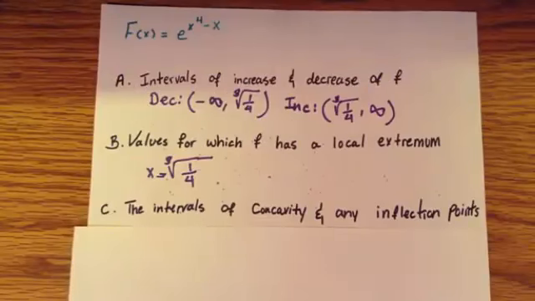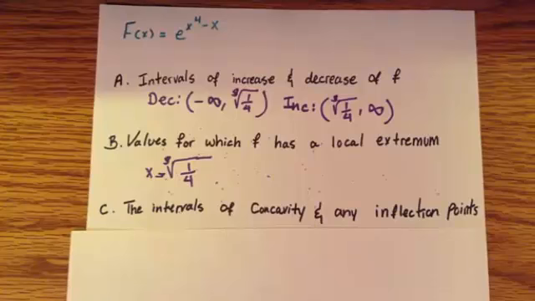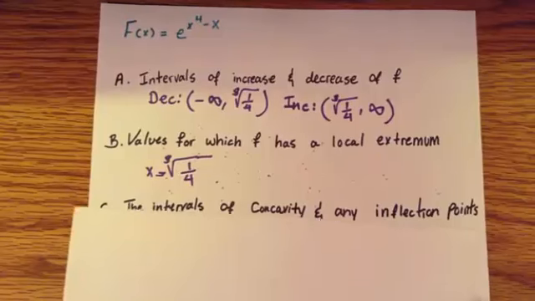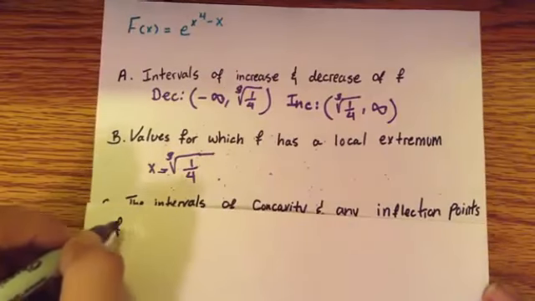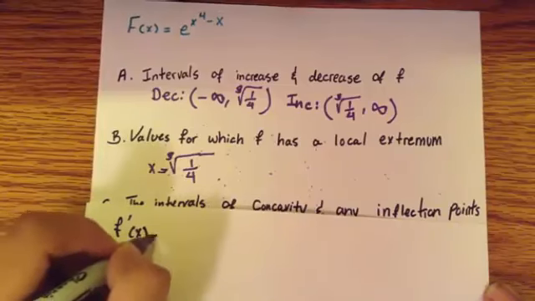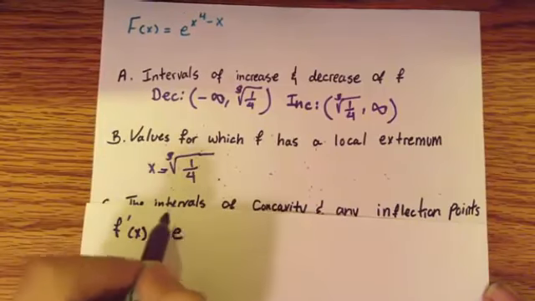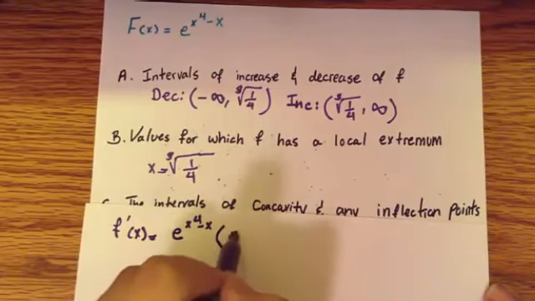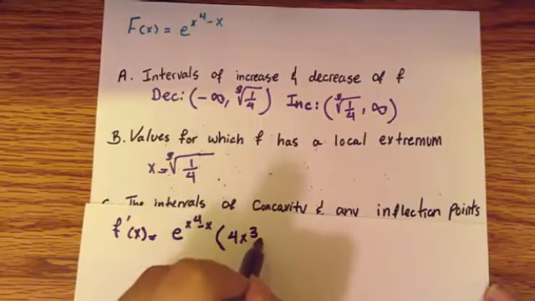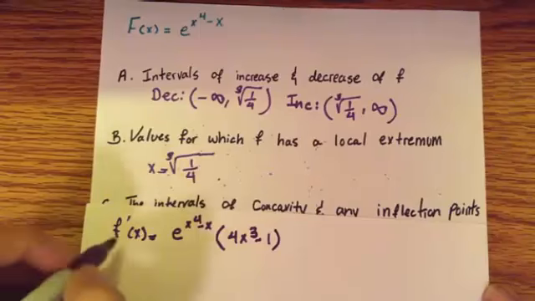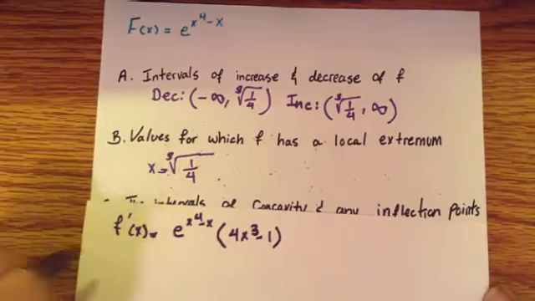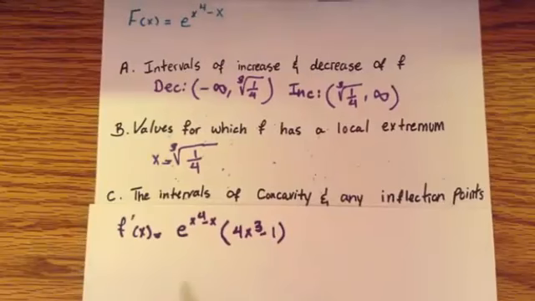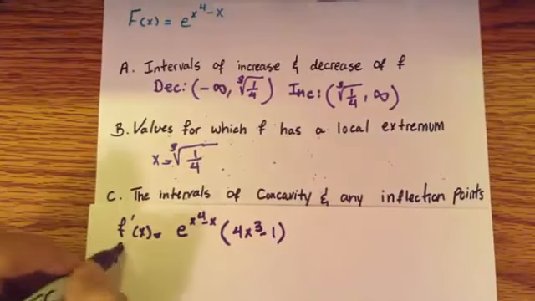Okay, so let's get to the third part of the problem. It says find the intervals of concavity and inflection points. So again, we need to take the second derivative of our function. We had f prime of x equals e to the power of x to the fourth minus x times 4x cubed minus 1. Now we need to take the second derivative, and this is pretty much where it gets a bit confusing, but it's nothing too complicated. We should be able to do it just fine.